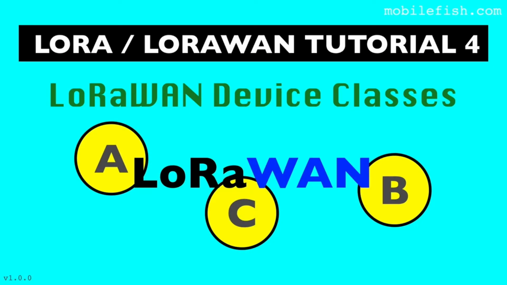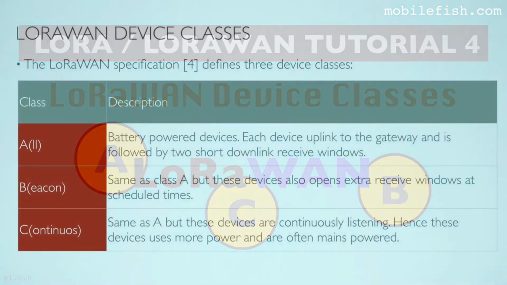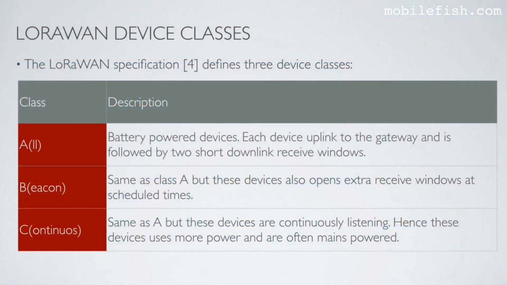In this tutorial, I will explain what LoRaWAN devices are. The LoRaWAN specification defines three device classes. Class A, which stands for all, Class B, which stands for beacon, and Class C, which stands for continuous.